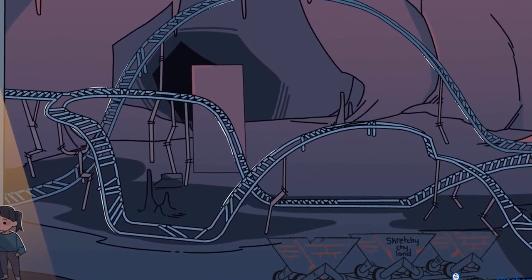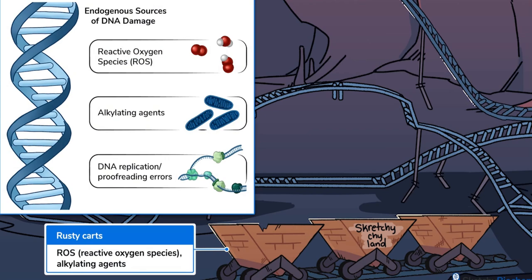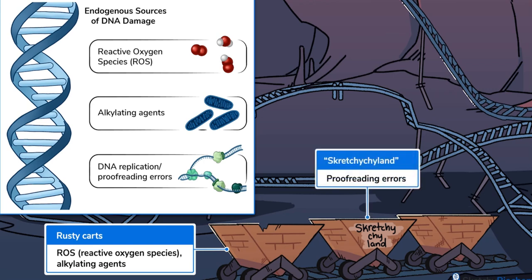And then there's the endogenous sources, like reactive oxygen species and alkylating agents that can wreak havoc on nitrogenous bases. They arise from normal everyday metabolism. Lastly, DNA polymerase and proofreading errors are a source of DNA damage. Scratchy land? Man, someone should have proofread that. But it does kind of fit. It's pretty scratchy down here.